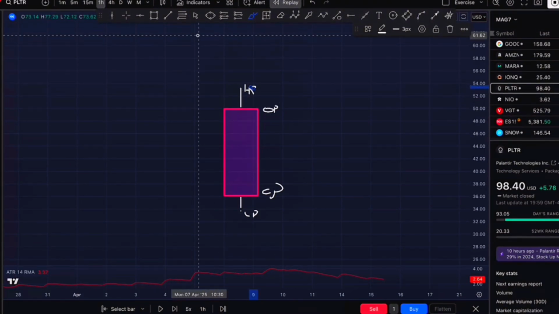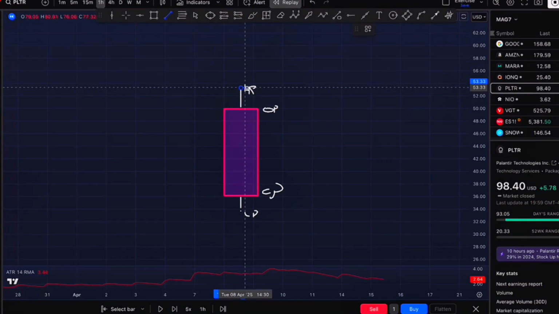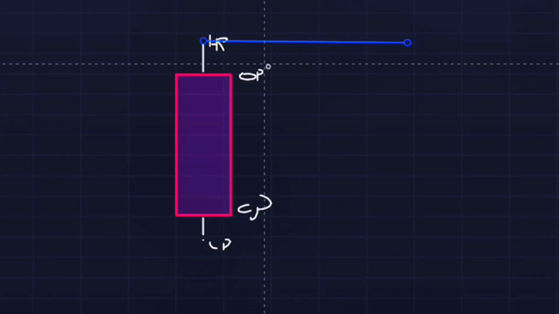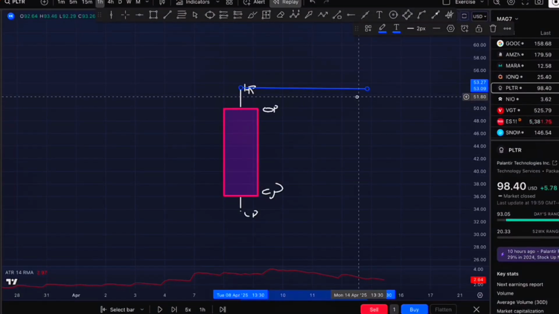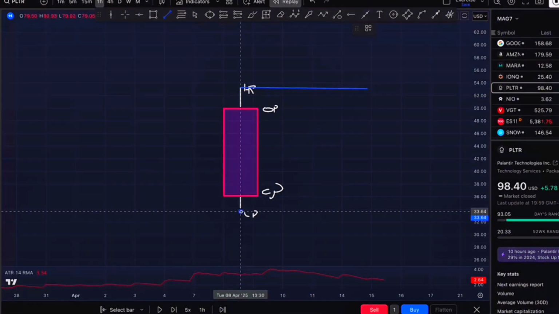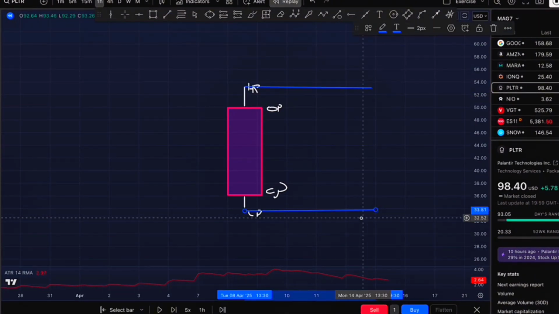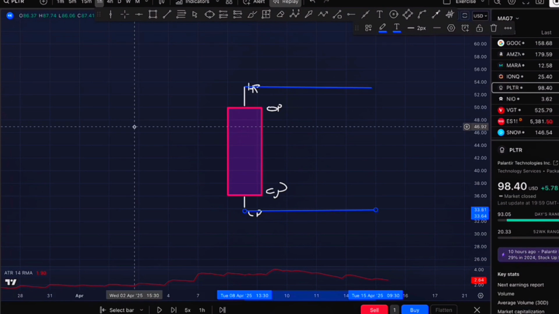So now, this point here is the candle range high, and down here we have the candle range low.